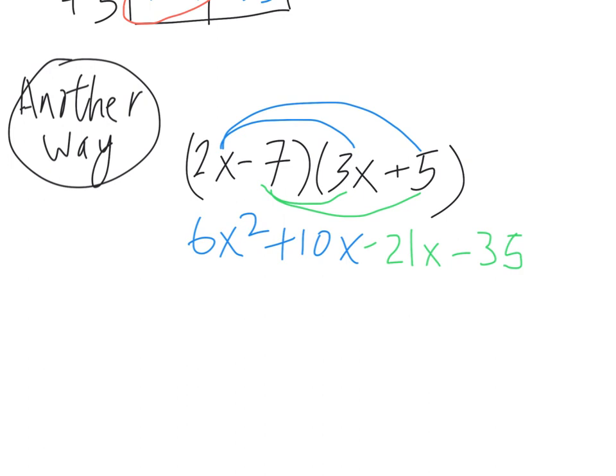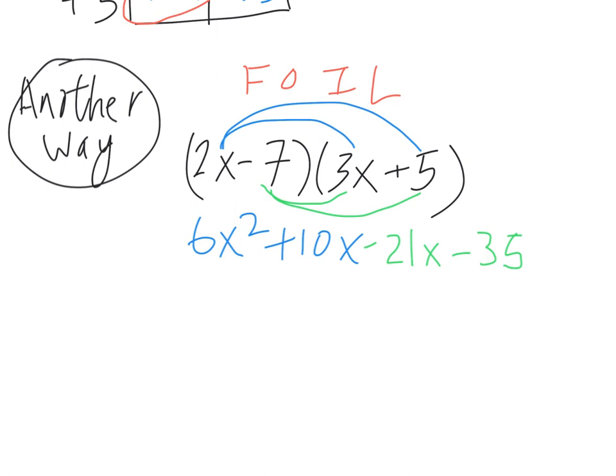Some other teachers also like to call this the FOIL method. Why do they call this the FOIL method? Because they have the first term multiplied by the first term for F, and then the outside terms right here, the 2x and the 5, they're the outside of the 2 parentheses for O. I is the inside, right? The inside terms, and then L for last. The last term here times the last term here. So it's really just the distributive property.